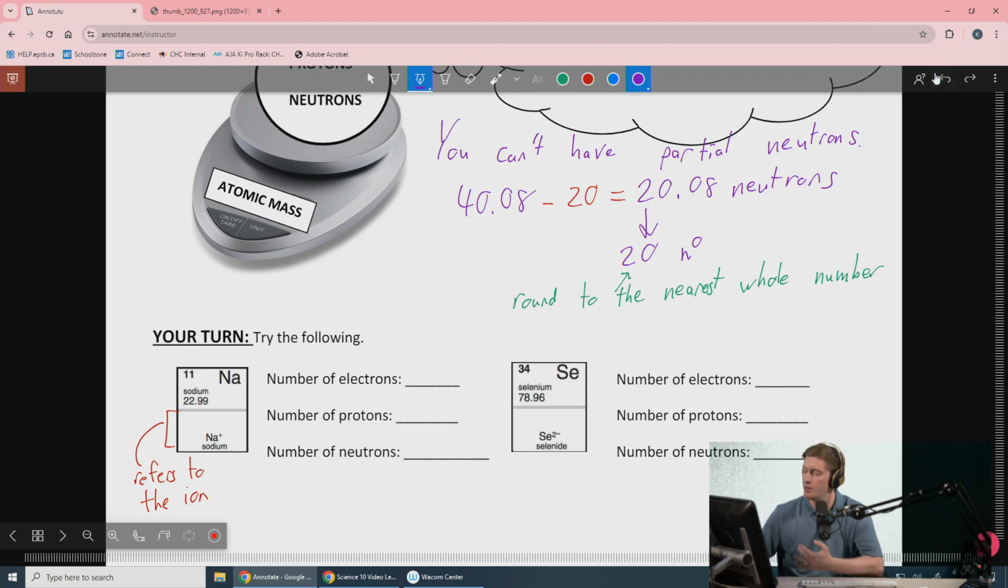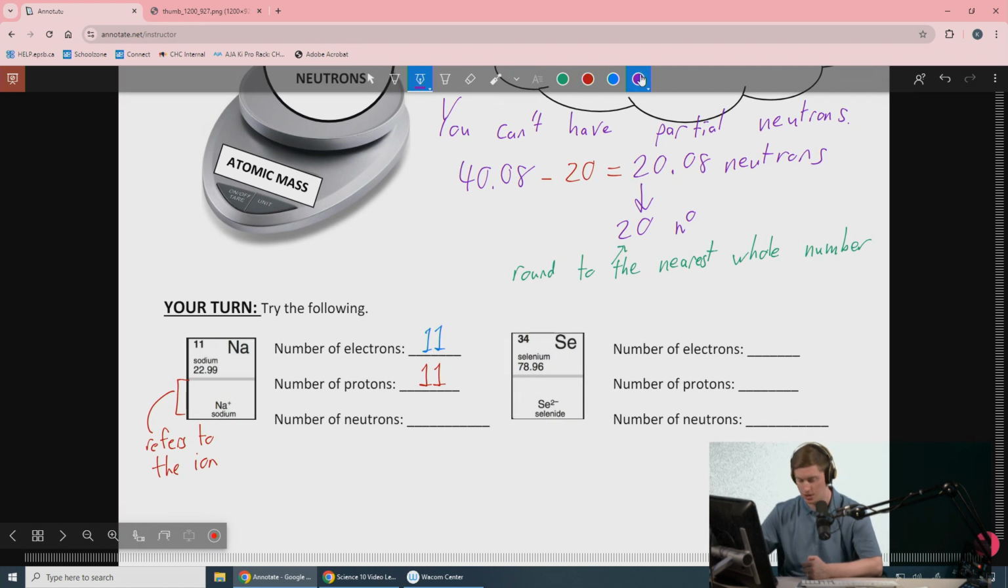So if you're just looking here, the number of electrons is going to be the atomic number because this is an atom. So we're going to have 11 electrons. And the number of protons is also the atomic number. It's always the atomic number. We have 11 protons. To find the number of neutrons, we're going to take the atomic mass, which is 22.99. I'm going to round it to 23 because I can't have partial neutrons. And then I will subtract my atomic number, which is 11. That will get me 12 neutrons.